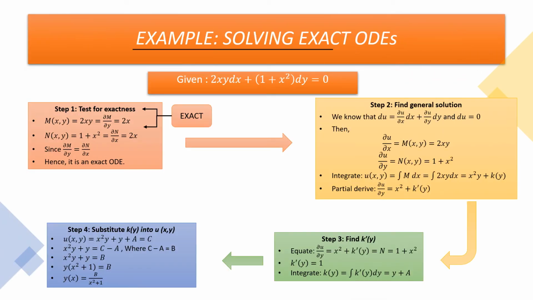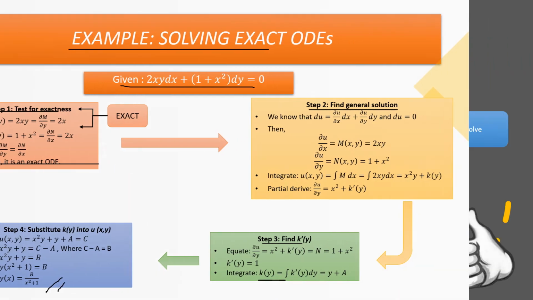Alright, so we have the example over here. So the given equation is over here. I will not go into detail, but there are mainly 4 steps, and the first step is to test for exactness. Second step is to find a general solution. The third step is to find k prime(y), and actually k(y) as well. And then finally we substitute k(y) into u(x,y), and then we get the equation over here.